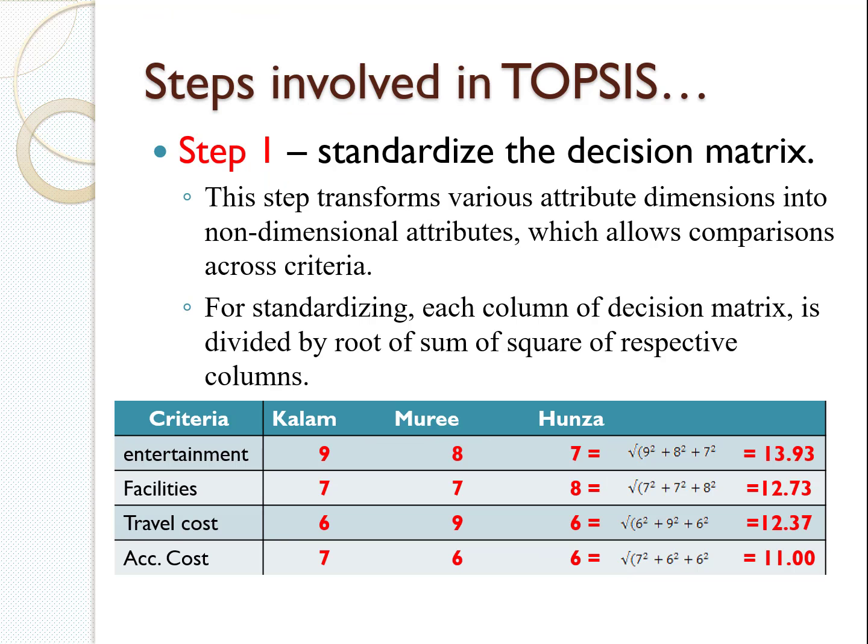Okay, now we will start standardizing. How will we do the standardization? Standardize the decision matrix. Now we will construct a standardized decision matrix. This step transforms various attribute dimensions into non-dimensional attributes, which allows comparison across criteria. For standardizing, each column of the decision matrix is divided by the root of the sum of squares of the respective column.